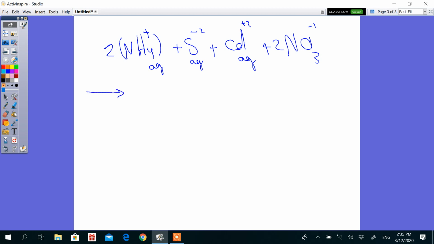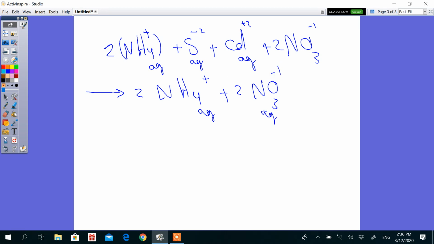To produce our new ions, ammonium will be with nitrate as 2NH4, because they are still aqueous. Ammonium is still aqueous, so also in the product it is still ammonium positive aqueous, plus also nitrates are soluble, so it is still aqueous.